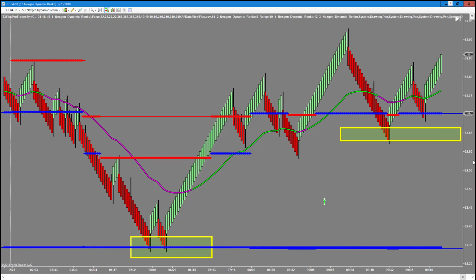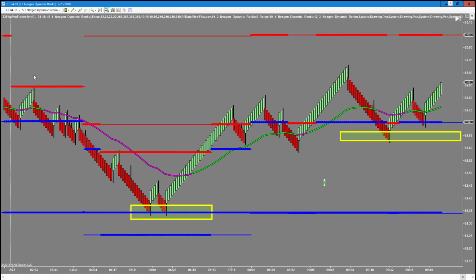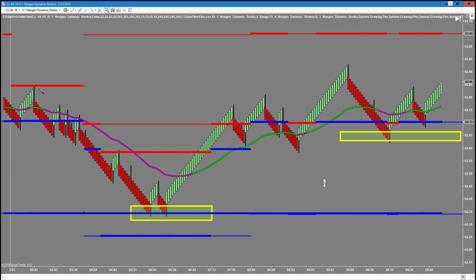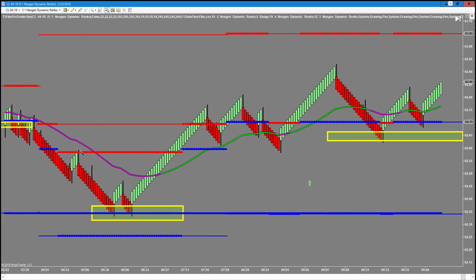So for now, red lines are resistance, and our goal is when can we use them? Blue lines are support. When can we use them? When can we not use them? And once we put this whole trading plan together, you'll be very, very confident knowing exactly where to go short. You'll be perfectly confident knowing exactly when to go long and the reasons why.